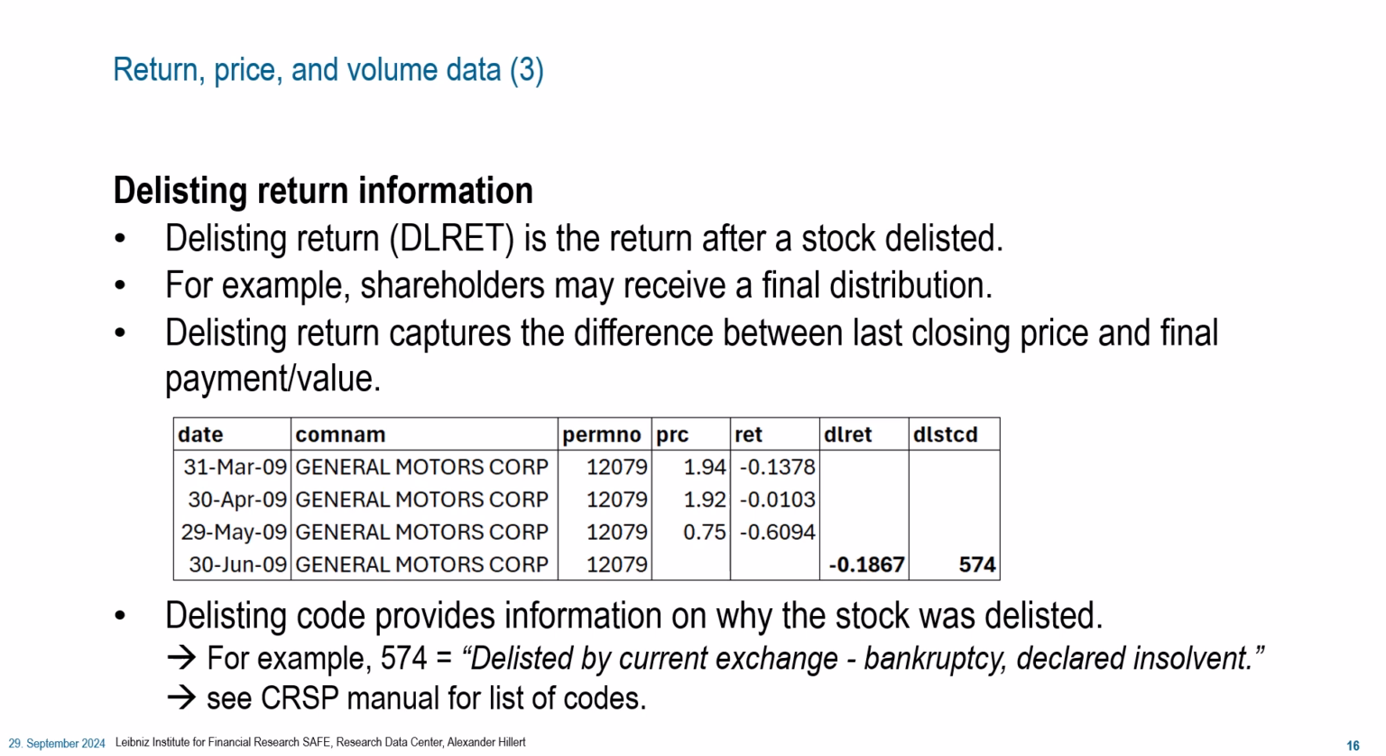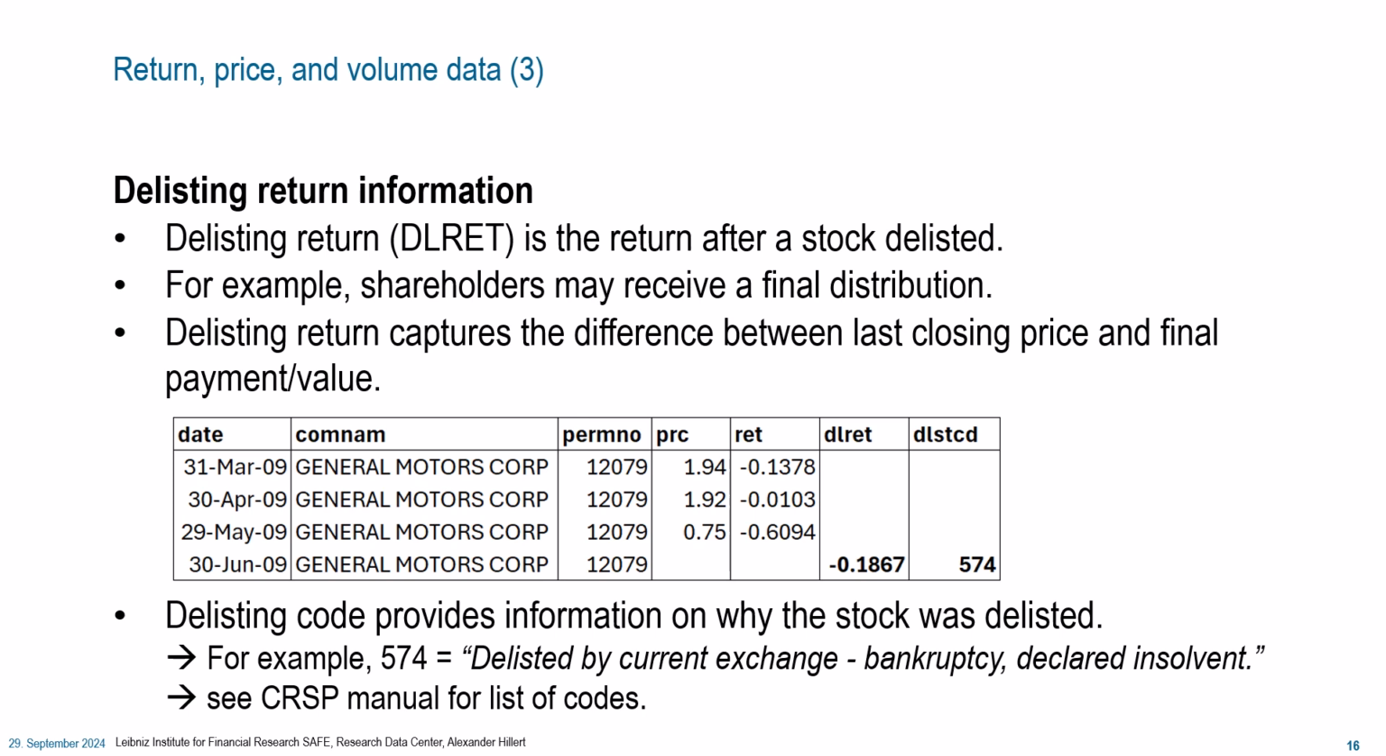And this cash payment can be different from the last stock price that has been recorded. And the idea is that this delisting return captures the difference between the last closing price and the final payment, or the final value. Or if you think about a bankruptcy, then the firm is liquidated, its assets are sold, and it could be that at the end shareholders receive a small liquidation payment, which is typically lower than the last closing price. And then this further loss relative to the last closing price should also be recorded and should be taken into account when you conduct an empirical analysis.